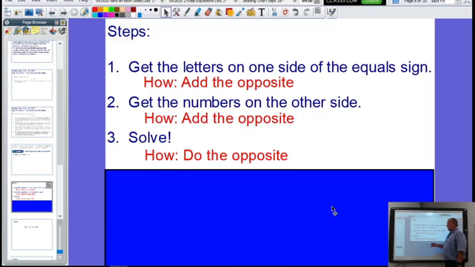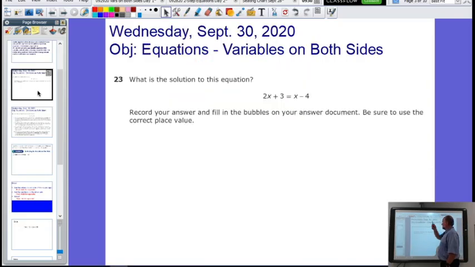So at this point, you would either have a multiply or divide, and if you have a multiply, you do a divide to get rid of it. If you have a divide, you do a multiply to get rid of it. So let's go back and look at this question. It says, what is the solution to this equation? So we've got to solve it.